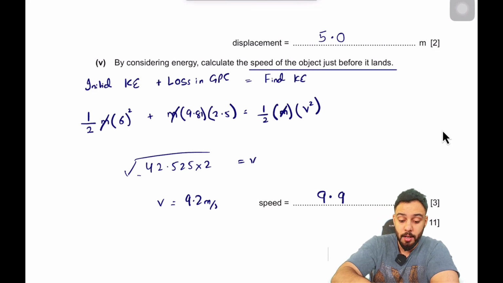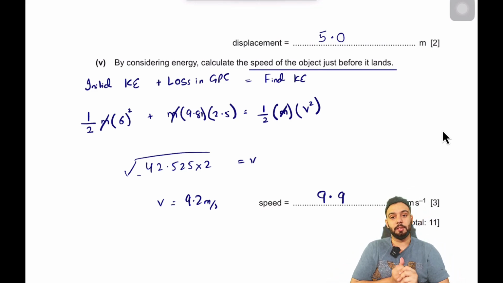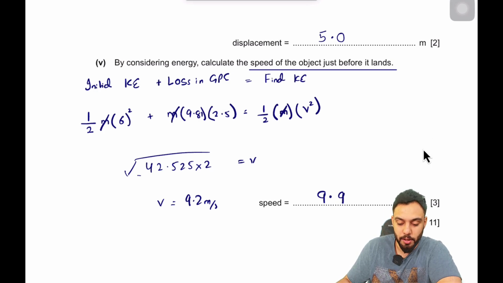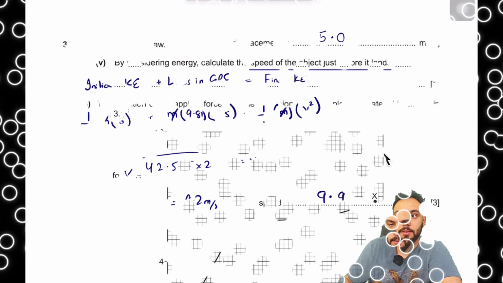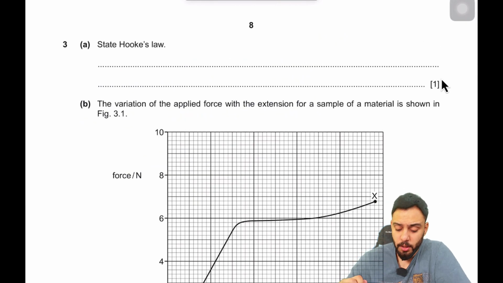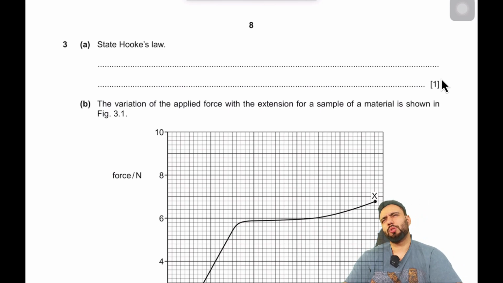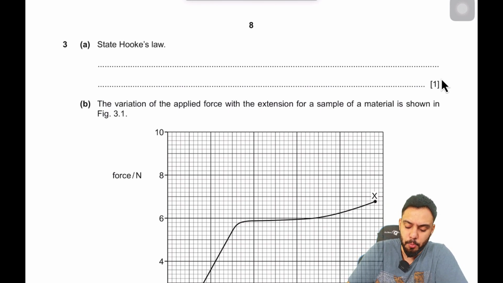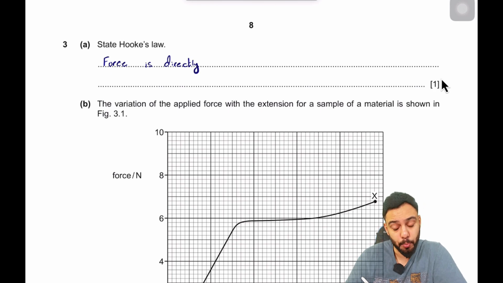It's a good question. Relatively, this paper is interesting. We have done 2-1 and 2-2, but this one's the best. All right, question number 3 then. Looks a little challenging. First of all, in the first part, they're asking you to state Hooke's law. So Hooke's law states that force is directly proportional to extension, within the limit of proportionality.